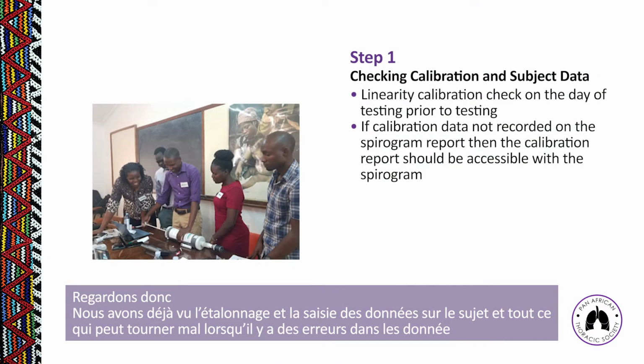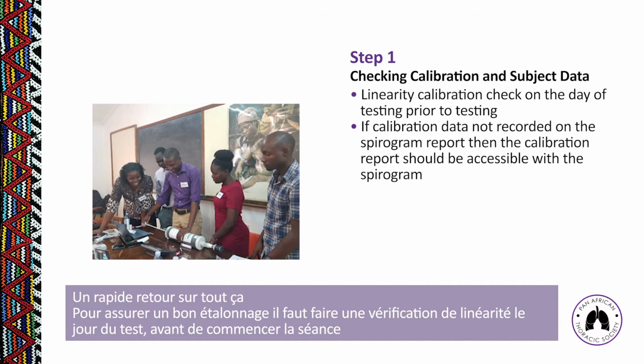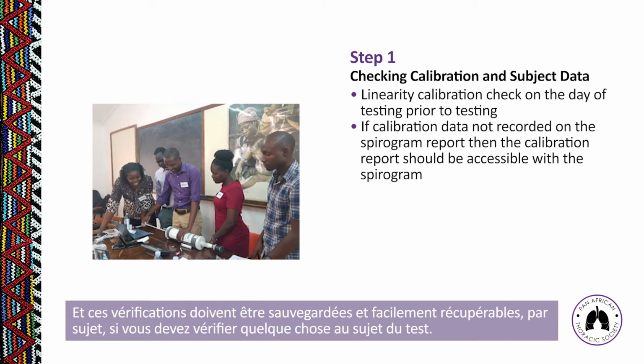So looking at this, we have learned already about calibration and we have learned about entering subject data and all the things that can go wrong when you make a mistake on entering your subject data. So a quick recap on that. To ensure that your spirometer is reading correctly, you must have conducted a linearity calibration check on the day of testing. And those records should be saved and easily accessible should you need to check them in relation to that patient's spirometry test itself.